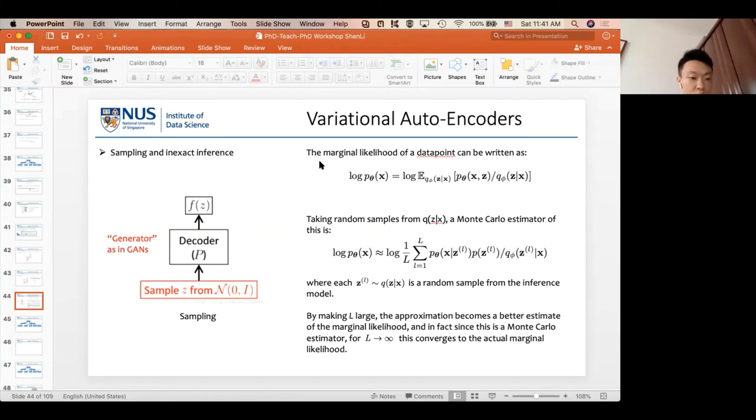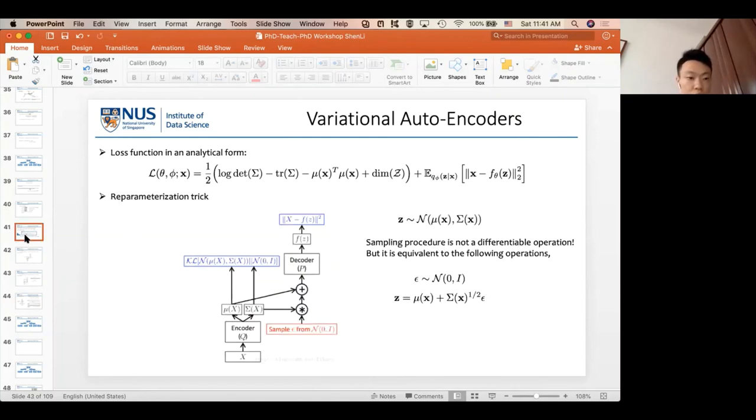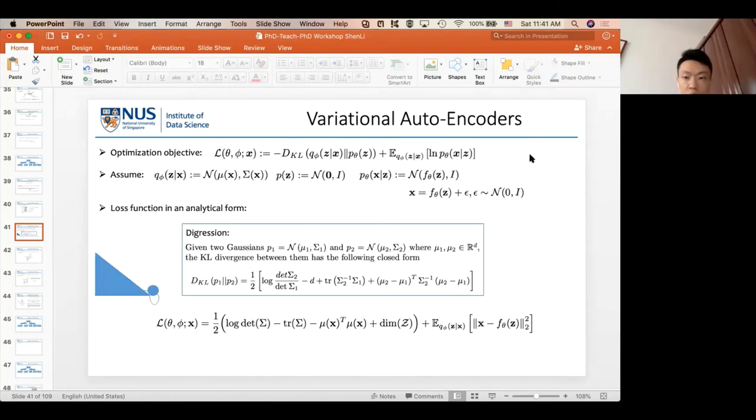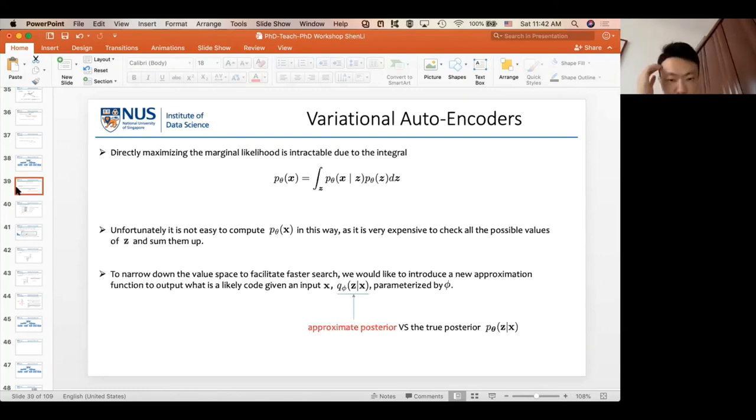Two slides back. This one? Oh, yeah. Sorry, maybe I ask with the voice. So if you go back, maybe slide 40. Slide 40, yeah. Okay. One more. Yeah.